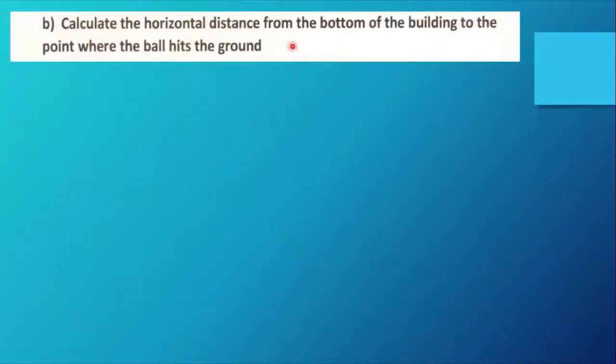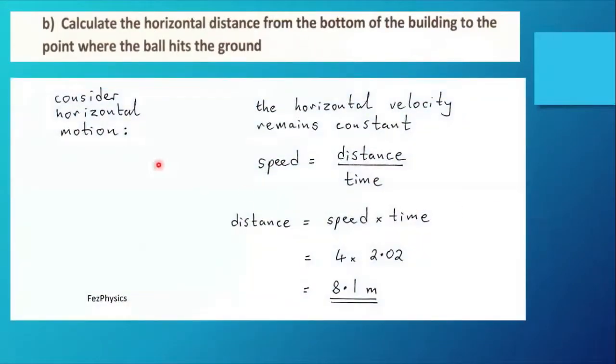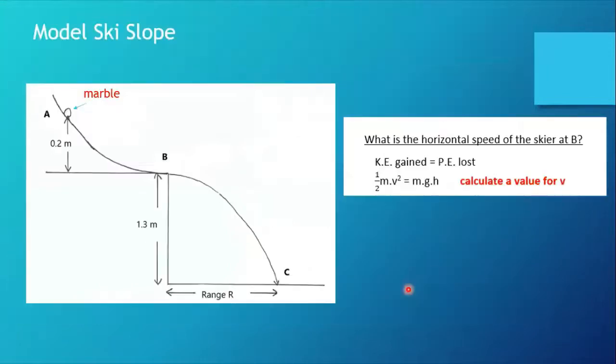Calculate the horizontal distance from the bottom of the building to the point where the ball hits the ground. Well, horizontal motion: the horizontal velocity remains constant. Speed is distance over time, so distance equals speed times time. 4 times the time, 8.1 meters. So I hope you're getting the idea behind these kinds of questions, but of course it does get more complex.